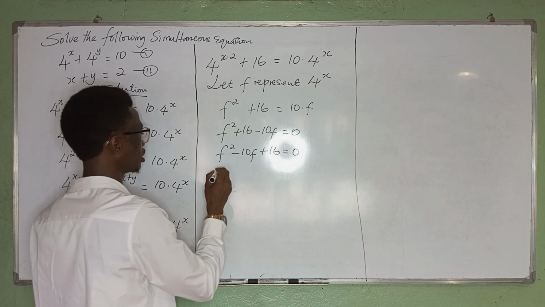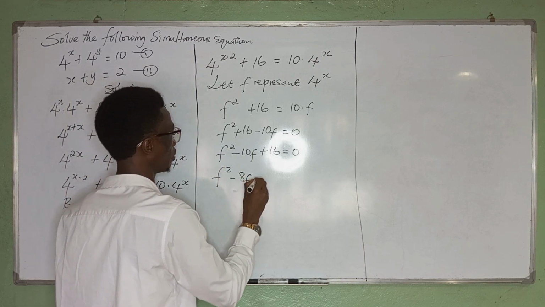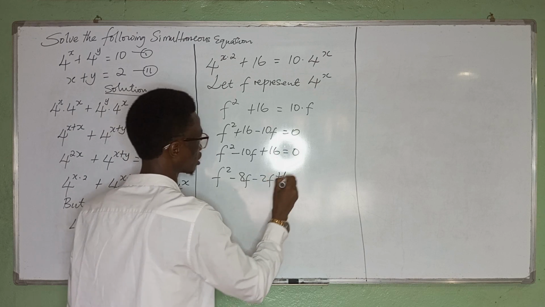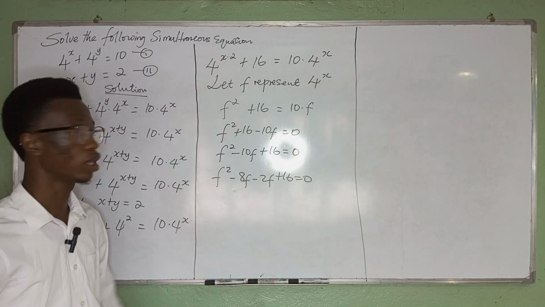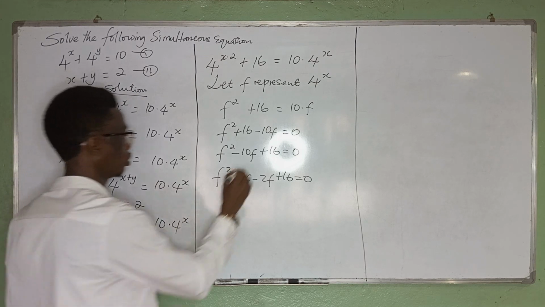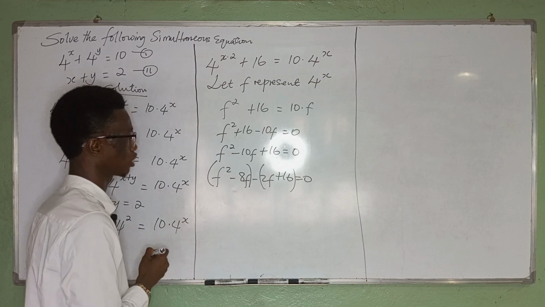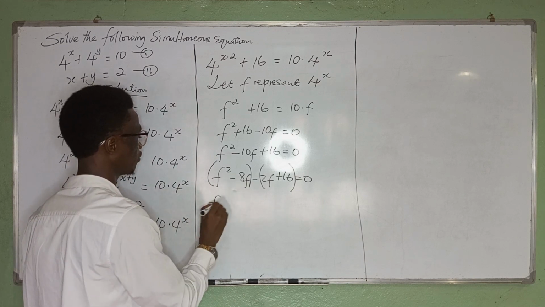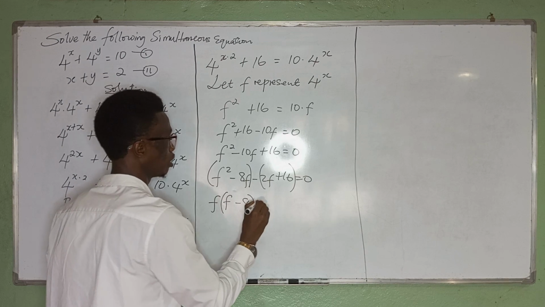Therefore this becomes f squared minus 8f minus 2f plus 16 equals 0. We have 4 terms here, so we group them into 2. What is common in the first group is f. If you take f out, what remains is f minus 8.